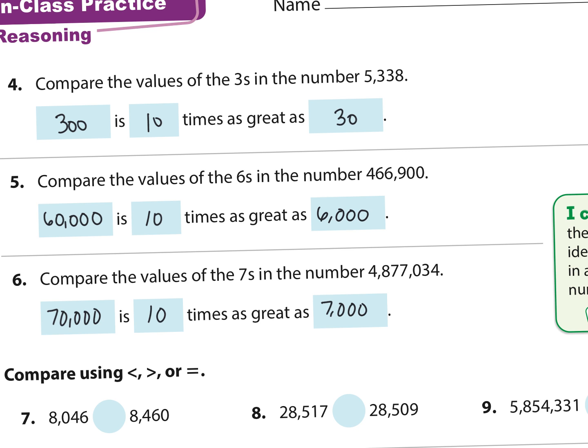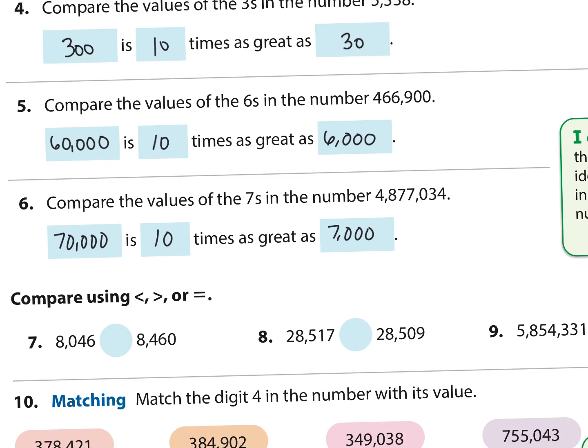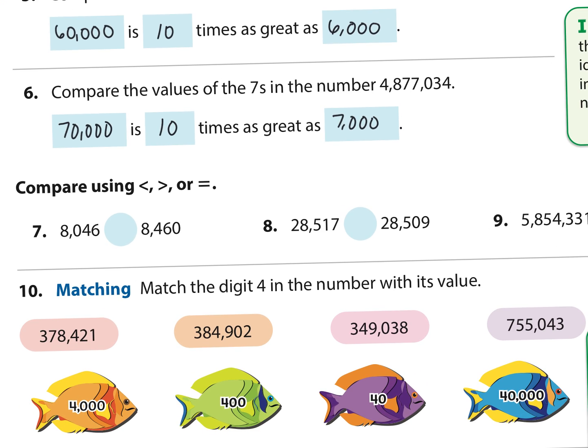Okay, the next one we're comparing using those symbols that we should be familiar with. The first one is less than, the second one is greater than or equal to. Okay, number 7. Looking at each place value, I have an 8 in the thousands place, but looking at the hundreds place, this number is bigger. So how am I going to draw my symbol? The mouth of it will be open to, Jeb, which number? 8,460.